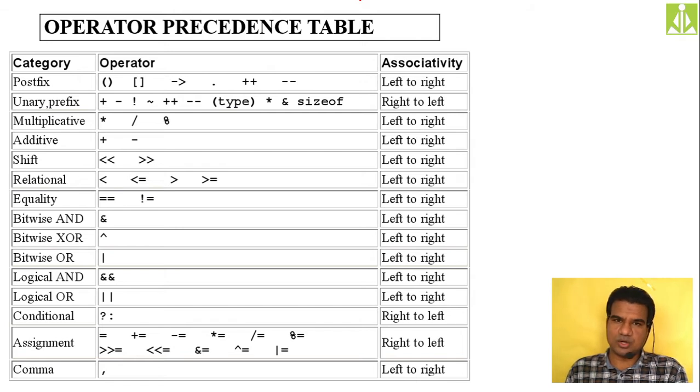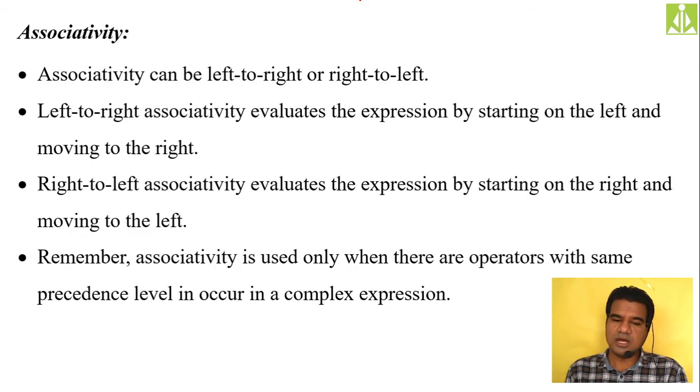Now the role of associativity: if more operators have the same precedence level, of course according to the precedence we are evaluating the operators, but as you can see, at a particular precedence level we have many operators. So if many operators with the same precedence level are involved inside your complex expression, then we have to go for associativity. As per the associativity rule, we will evaluate them. The associativity can be either left to right or right to left.